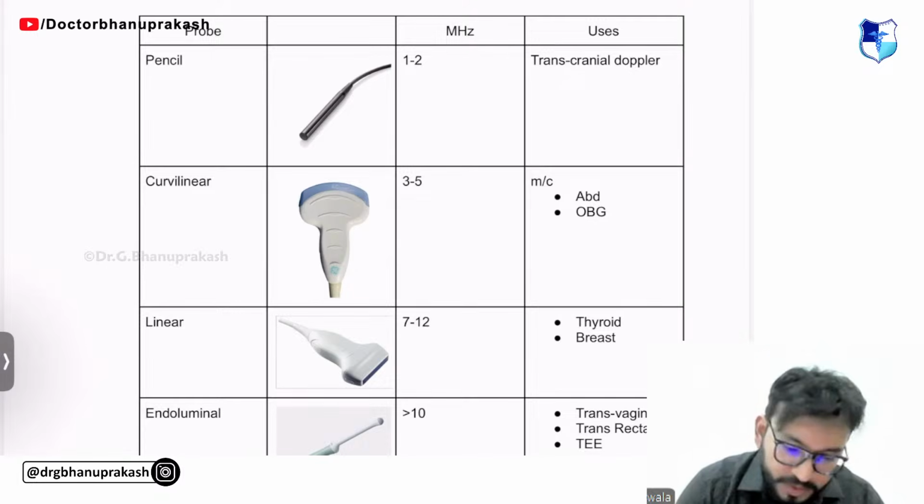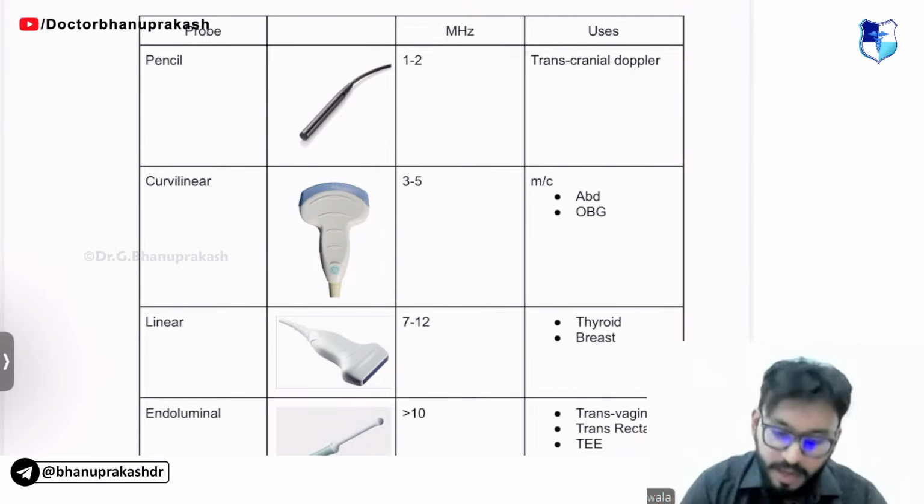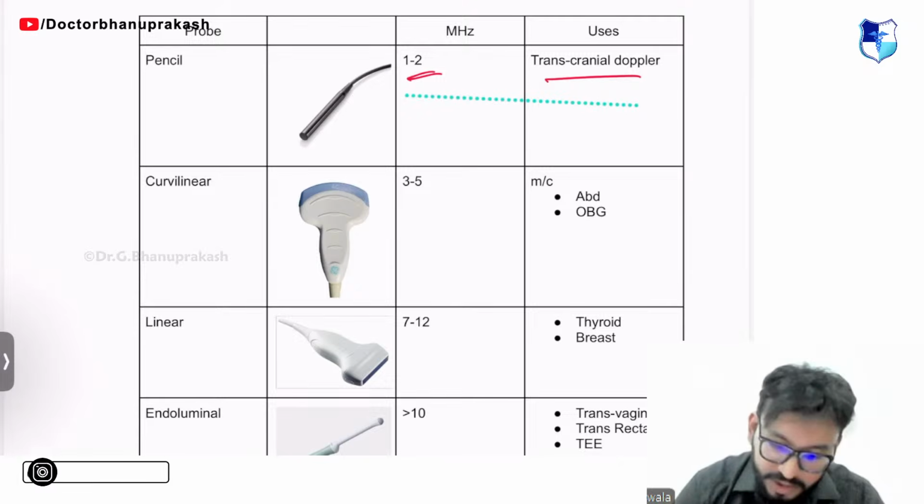So first probe is a pencil probe, guys. A simple pencil probe. Minimum frequency used for transcranial Doppler. Transcranial Doppler in children.